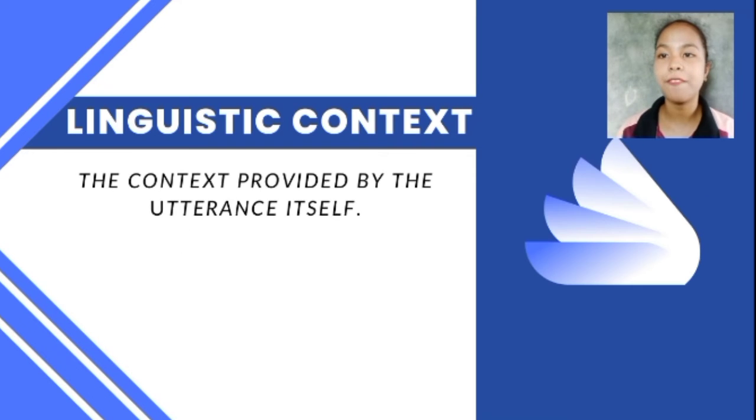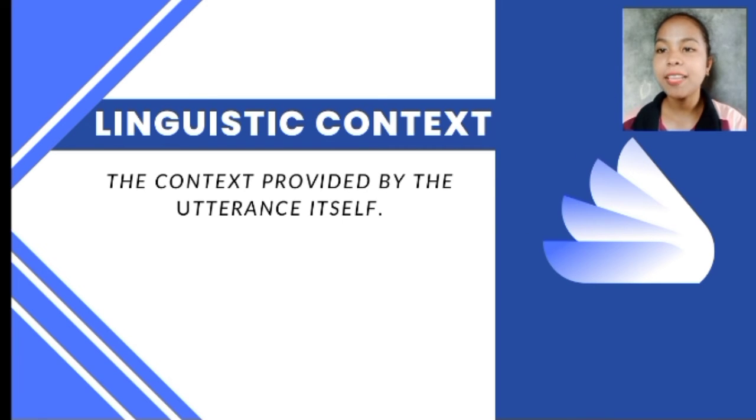The second type of pragmatics is linguistic context. The context provided by the utterance itself. Linguistic context is the preceding sentences in a passage. It refers to a context within the discourse, the relationship between words, phrases, sentences, and paragraphs. For example, she has to get to the bank to withdraw some cash. We know from the linguistic context which type of bank is intended.